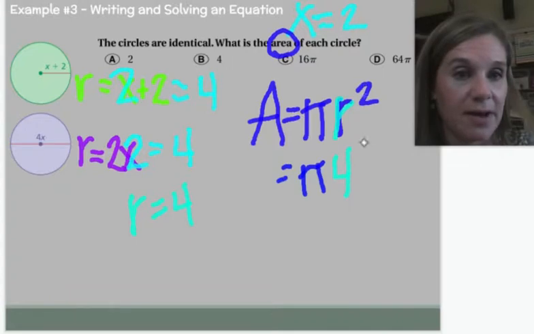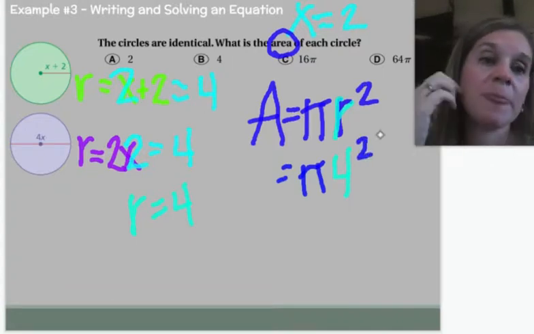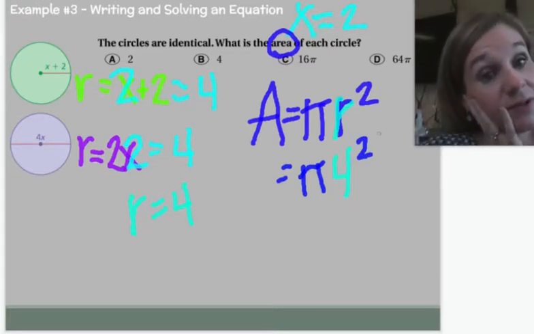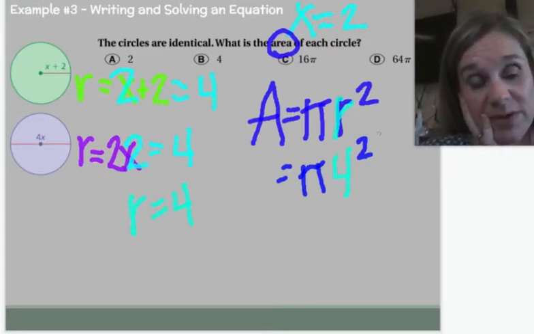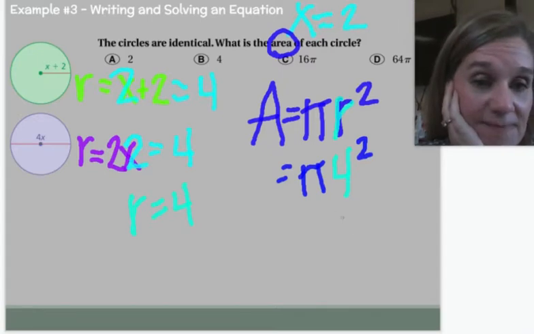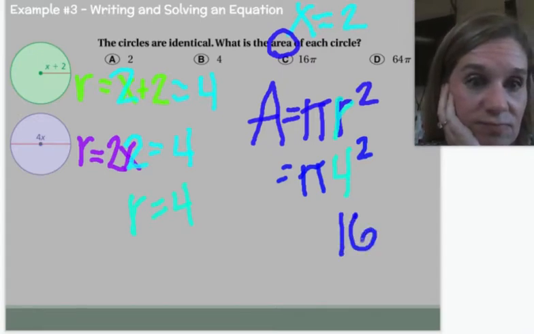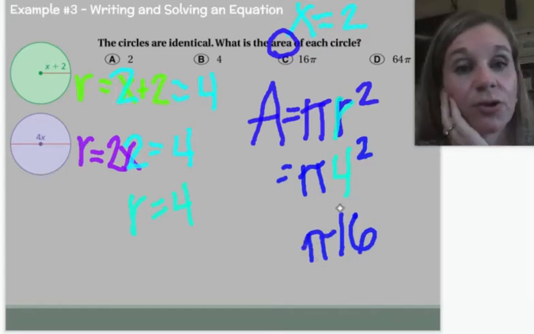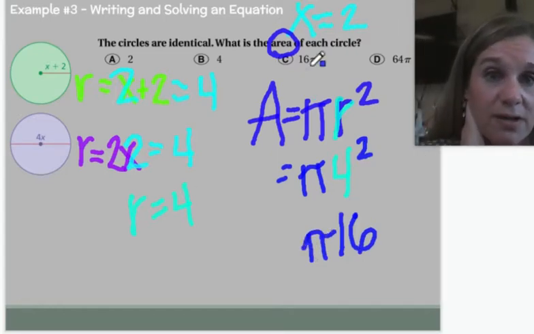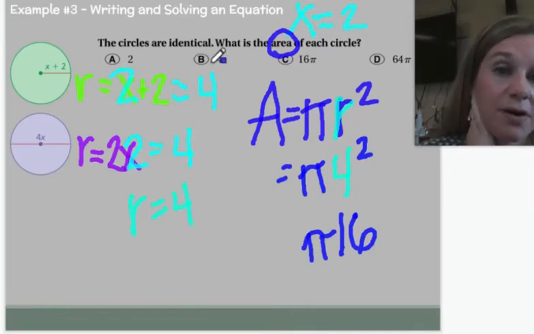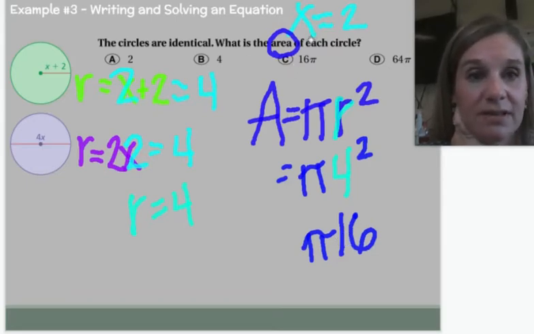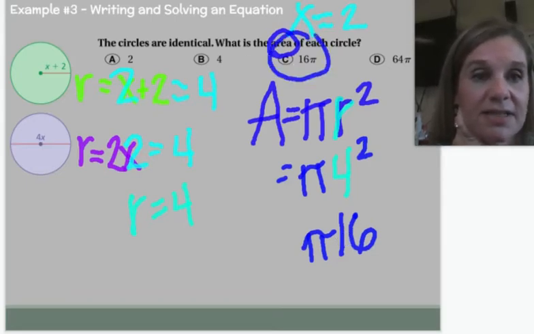So I'm going to bring down my pi and I'm going to bring down my squared. And I have to simplify this, so I can't really do anything with the pi yet. I would want to simplify that 4 squared, though, and I know that 4 squared means 4 times 4, so that is 16 times pi. And it looks like our answers up at the top are actually written, well, actually 2 and 4 are not, but 16 and 64 are written in terms of pi. So we have this answer of 16 pi right here where we see the letter C. So the answer is C, 16 pi.